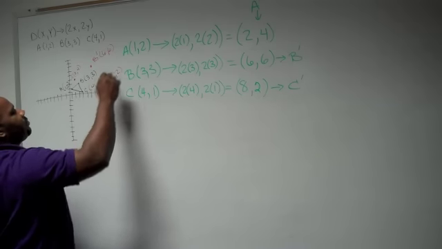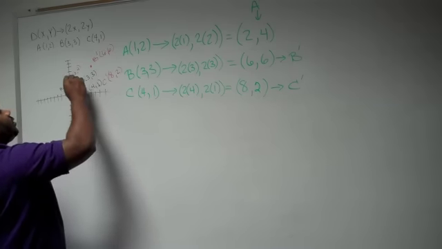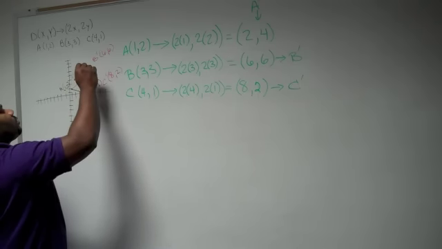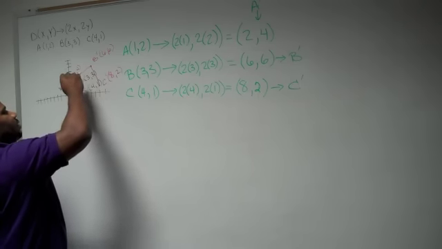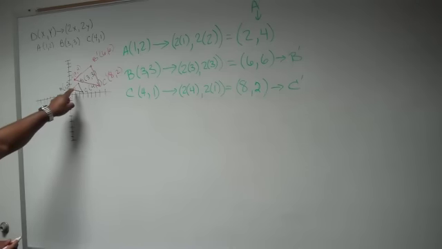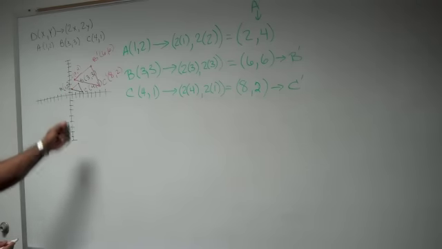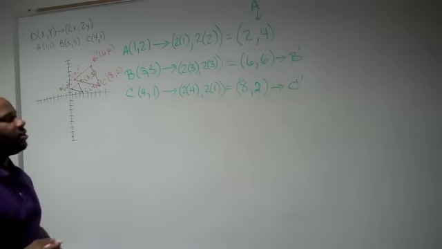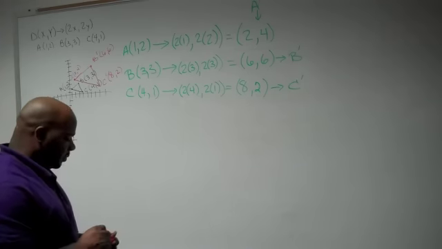This is C prime, 8, 2. Okay, and then we connect our points. And as you can see, I'm writing over my old points. And this just looks like a bigger triangle than that one. And that's all it is. We multiplied each point by 2, so now it's bigger than the previous one.